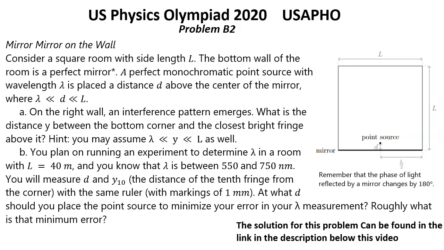Question B. You plan on running an experiment to determine lambda in a room with L equal to 40 meters, and you know that lambda is between 550 and 750 nanometers. You will measure d and y10, the distance of the 10th fringe from the corner, with the same ruler, with the markings of 1 millimeter. At what d should you place the point source to minimize your error in your lambda measurement? Roughly, what is that minimum error?